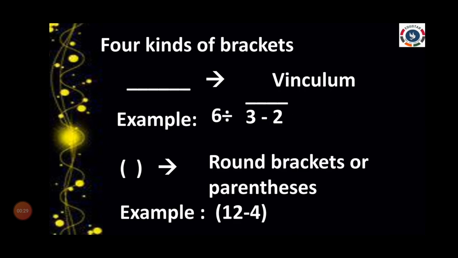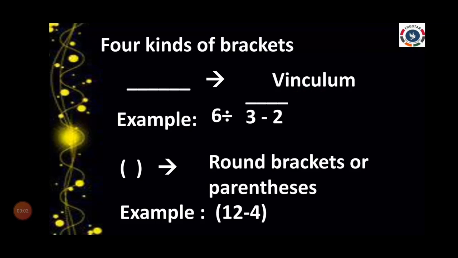There are 4 kinds of brackets. First one, line bracket, that we call Vinculum. The line bracket comes above the number. For example, 6 divided by 3 minus 2, the bar or line bracket is given above the number. So we want to give the first preference to the Vinculum, that is, line brackets.